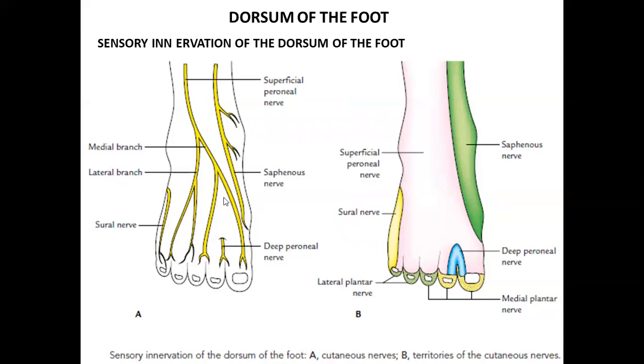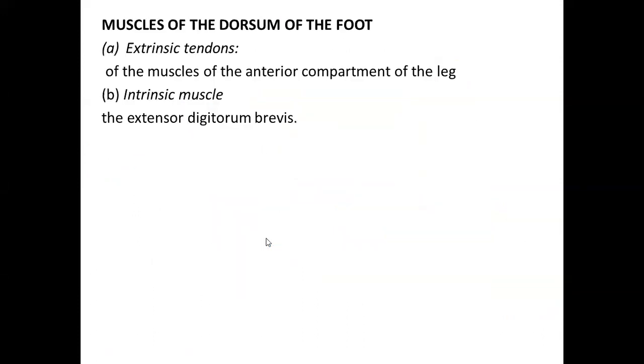ठीक है. Now अब किस part को supply नहीं करता है? It does not supply the skin over the cleft between the first and the second toe, जो कि deep peroneal nerve supply करती है. It does not supply the skin over the lateral aspect of the foot, that is supplied by the sural nerve and the saphenous nerve. The saphenous nerve supply करती है medial margin of the dorsum of the foot up to the ball of the great toe. Okay, so this you have to remember.